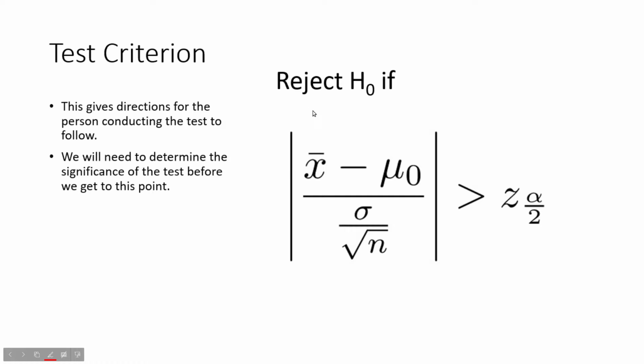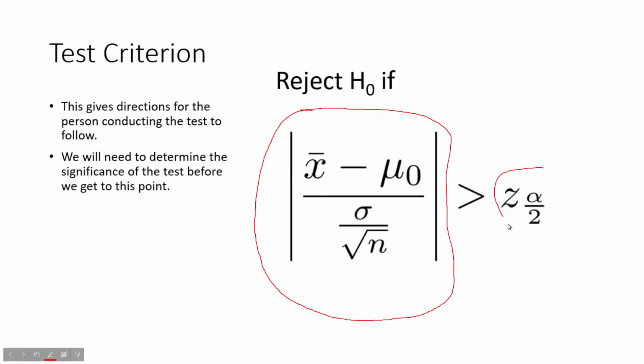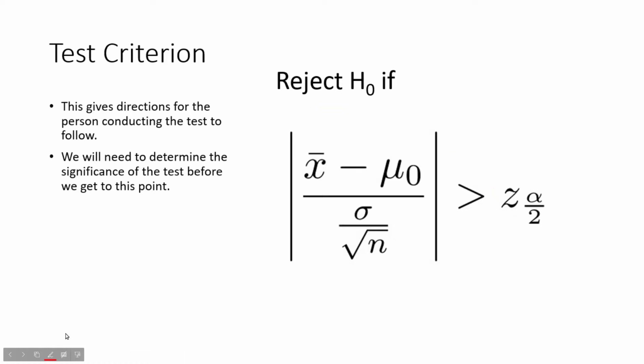Now, this part of the test criterion is called your test statistic. Okay. This part is called your critical number. Okay. And this Z value here is exactly the same Z value that you use when you're doing your confidence intervals.